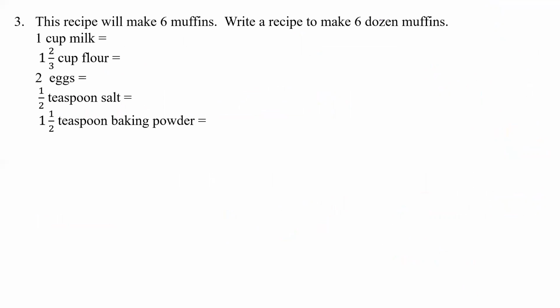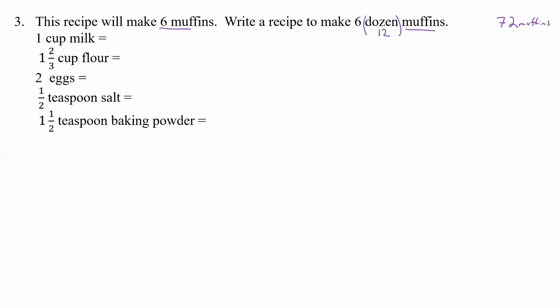Well, first of all, we need to figure out what does 6 dozen muffins mean? Well, how many is in a dozen? Well, most of the time people say there's 12 in a dozen. So how many total muffins is that going to be? It's going to be 6 times 12. And if we take 6 times 12, that's going to give us 72 muffins. Okay, so that's how many muffins we want to make, but our recipe is only for 6.